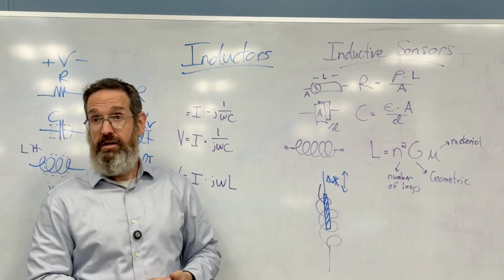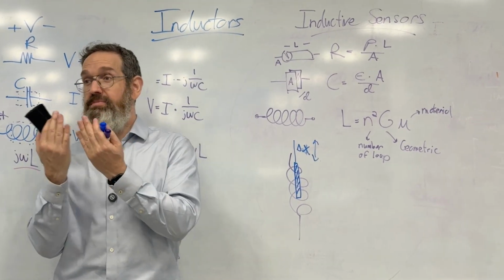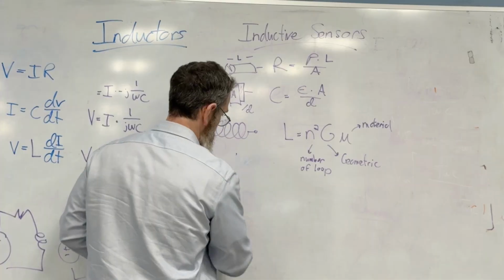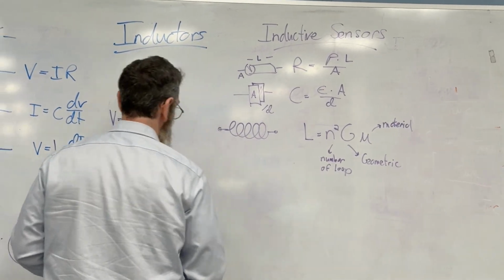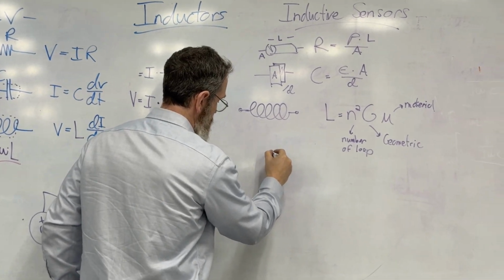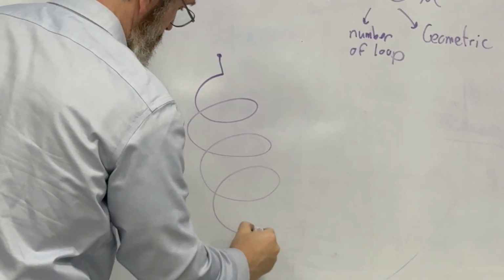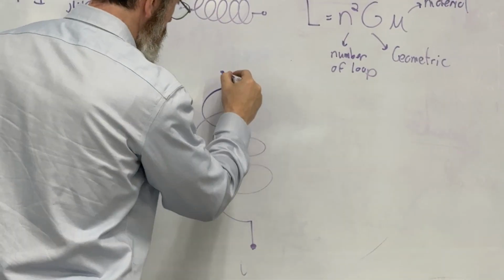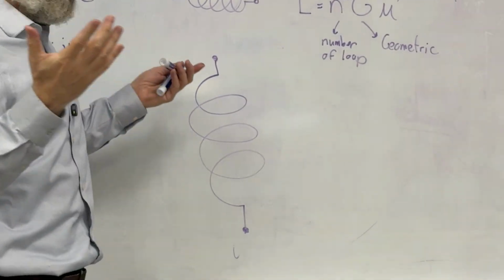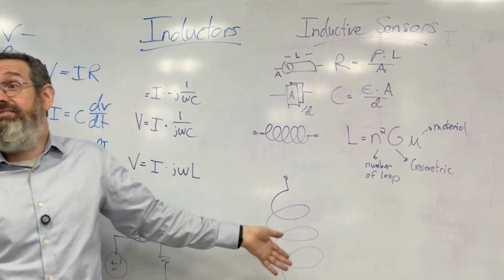Okay? But we do need to talk about one other thing that does come up with inductors, which is how they talk to one another. Okay? So let's talk about that a little bit. There are certain physical principles that make the resistor act the way it does, and make the capacitor act the way it does, and make the inductor act the way it does.